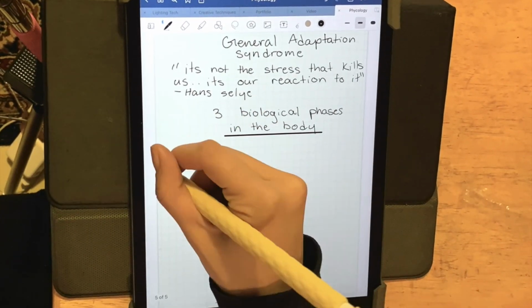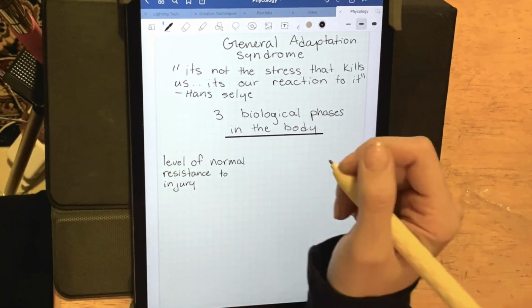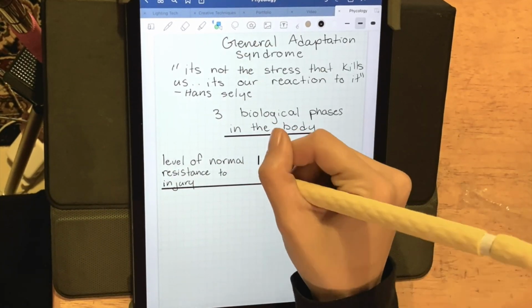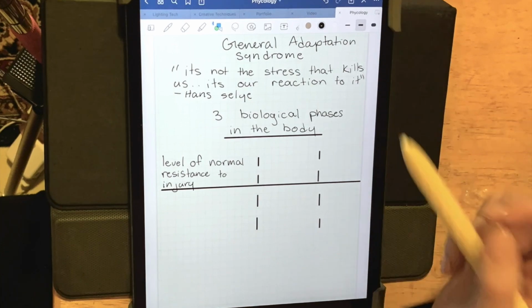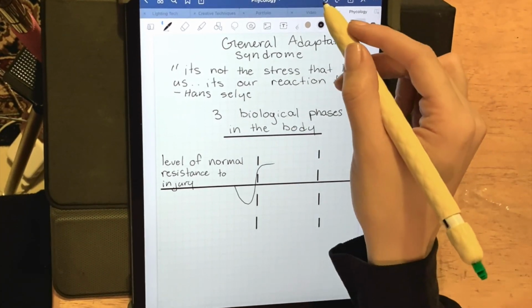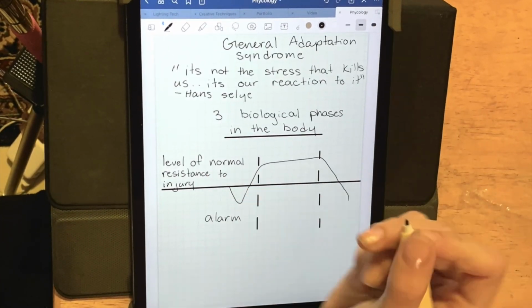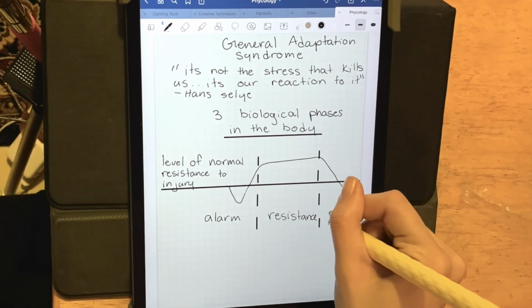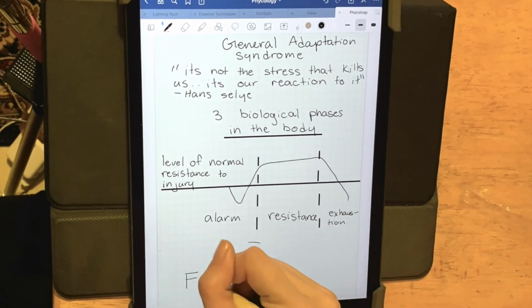The first one that you see is alarm. The second one that you see is resistance, and the last one that you see is exhaustion. This is the fight or flight response. The first one that we're going to look at is alarm.